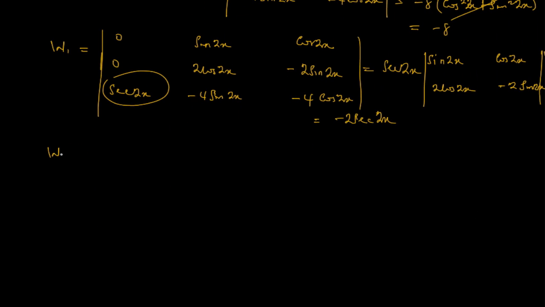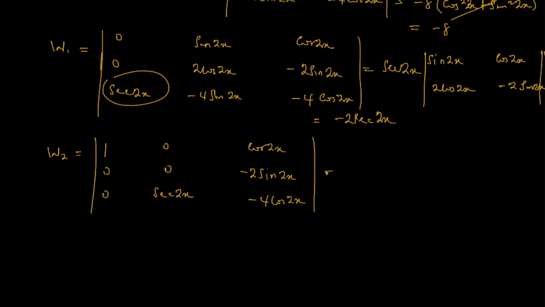And then for W2, instead of the first column, we move to the second column and then leave the first and the third the way they are. So the first is the original first. So we change the second to 0, 0, sec of 2x. Then we have cosine of 2x, minus 2 sine of 2x, minus 4 cosine of 2x. So this is exactly what we have. And then when we simplify this, we have this left.